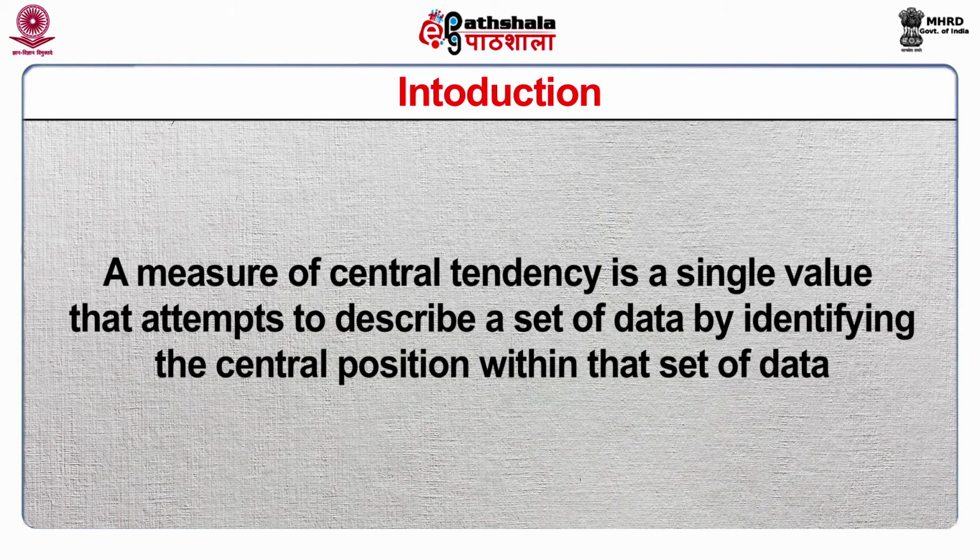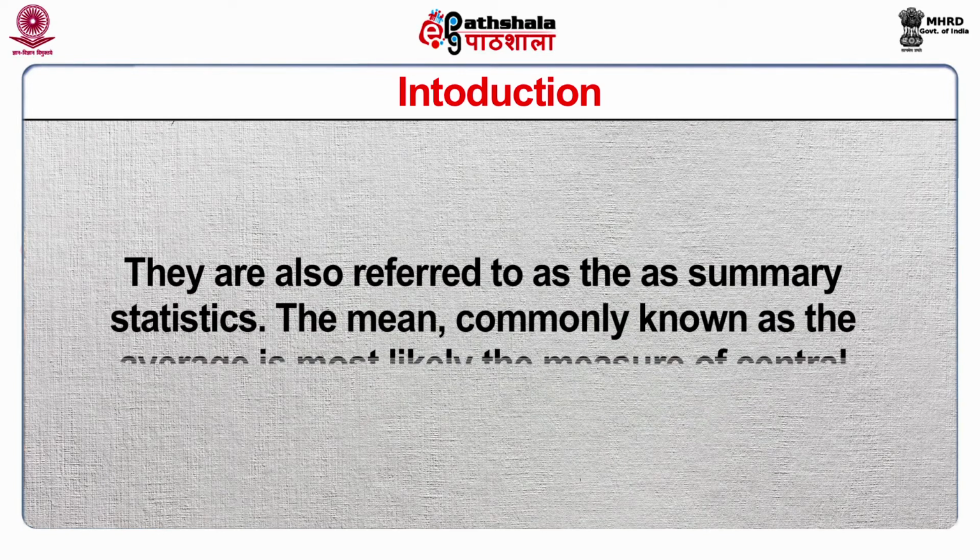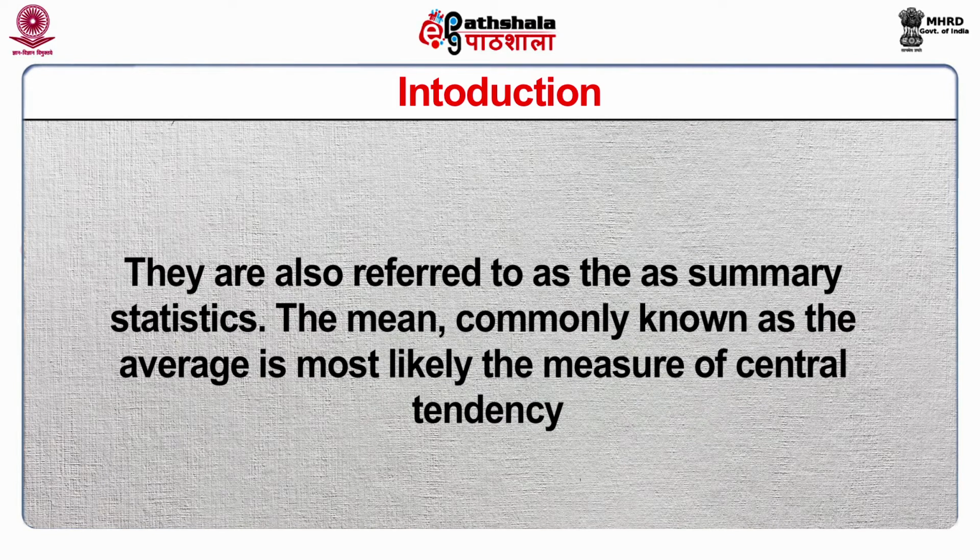A measure of central tendency is a single value that attempts to describe a set of data by identifying the central position within that set of data. As such, measures of central tendency are also at times identified as the measures of central location. They are also referred to as the summary statistics. The mean, commonly known as the average, is most likely the measure of central tendency.